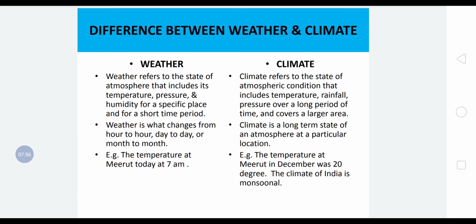आगे देखते हैं. Second point is weather is what changes from hour to hour, day to day and month to month. एक दिन में मौसम गर्म हो जाता है, एक ही दिन में मौसम कभी बारिश वाला हो जाता है, कभी बहुत तेज़ धूप निकल आती है, तो इस वाले बदलाव को हम वेदर बोलते हैं. And climate is a long term state of an atmosphere at a particular location. जब हम कहते हैं कि अब मौसम में बदलाव आ गया है, 6 महीने बाद सर्दियाँ आ जाएंगी या 6 महीने बाद अब गर्मियाँ आ गई हैं, तो that is climate, changes in the climate.